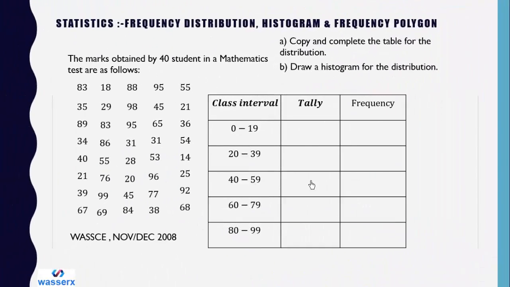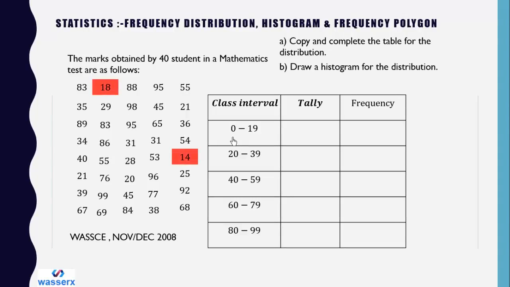Let's now solve some past questions for a better understanding. The marks obtained by 40 students in a mathematics test are as follows. So here are the marks distributions, and we are supposed to copy and complete the table for the distribution. So we have the class intervals over here. We need to count the number of marks that are falling within each class interval.